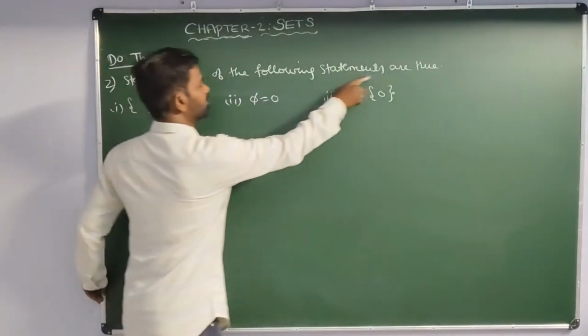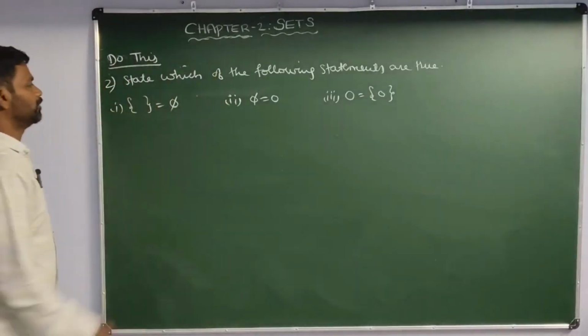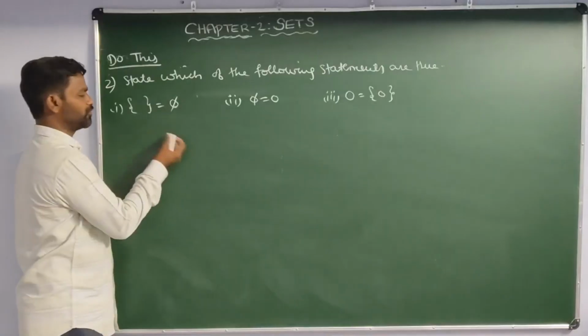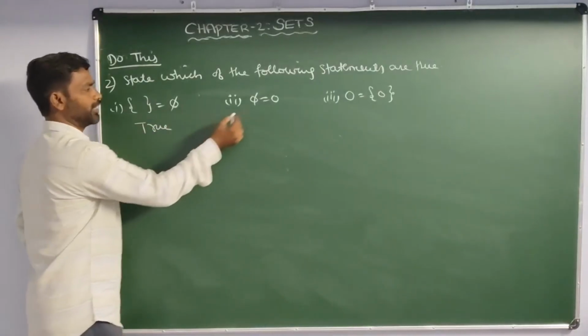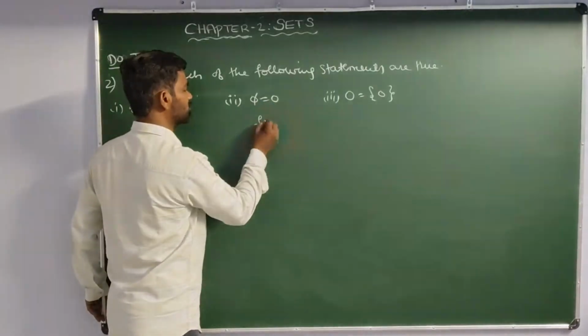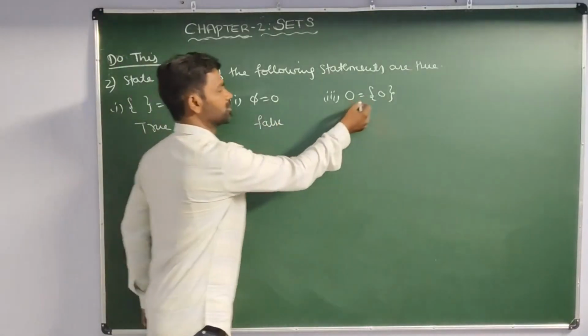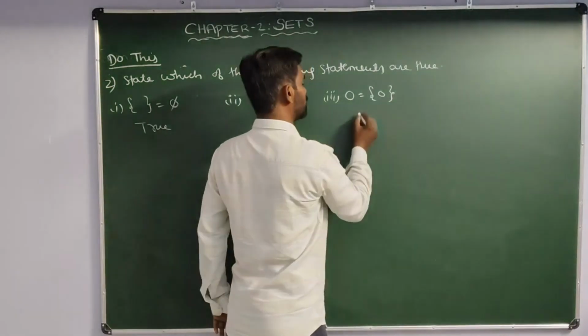Next, the second question: state which of the following statements are true. First one, the empty set is equal to 5. Yes, it is true. Next, 5 is equal to 0. This is false. Next, 0 is equal to the set 0. This is also false.